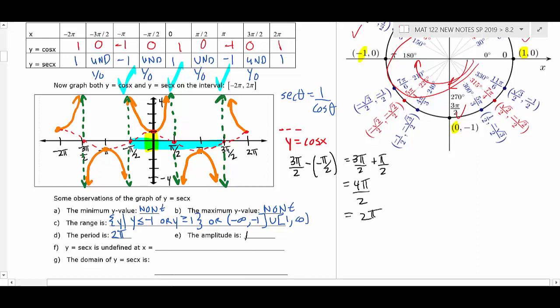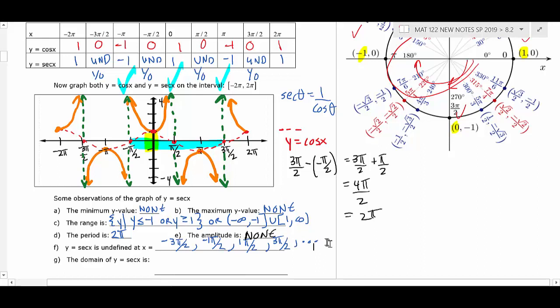Okay, the amplitude is none. We don't have a max or a min, so you don't have an amplitude when you're dealing with a secant. Okay, let's write down where it's undefined. So this time we're undefined at negative 3 pi over 2, negative 1 pi over 2, 1 pi over 2, 3 pi over 2, and again, you're going to be undefined forever at these locations.